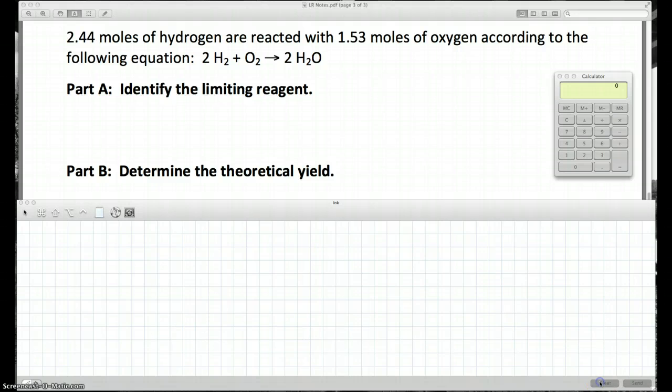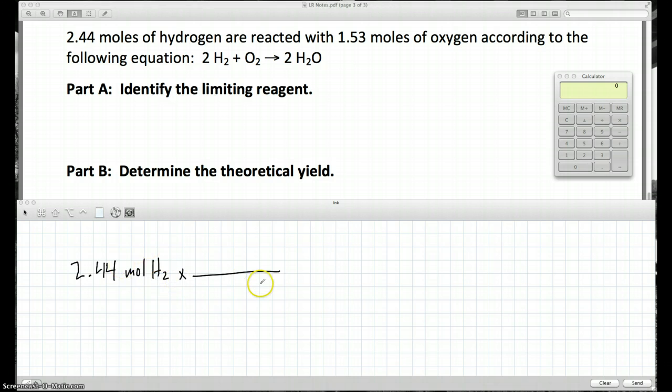So I'm going to clear that out. And part B says determine the theoretical yield. Now, theoretical yield is just a fancy way of saying the amount of product. So, again, since we figured out that the limiting reagent is hydrogen, 2.44 becomes my starting number for any other calculations.